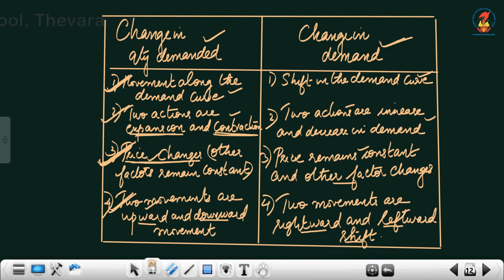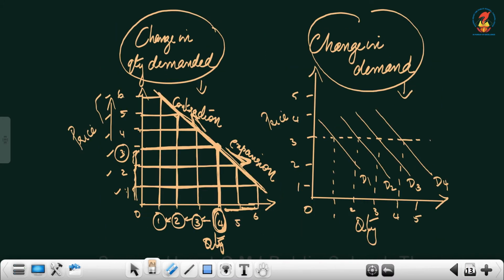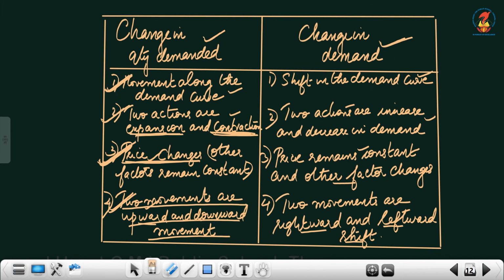So, all these things are explained with the diagram. Once again, recollect, movement along the same demand curve. In a single demand curve, these two actions are taking place, expansion and contraction. Expansion due to a fall in the price, contraction of demand due to a rise in the price. Price is changing, other factors are remaining constant. Two movements are upward and downward movement. This is all about change in quantity demanded.